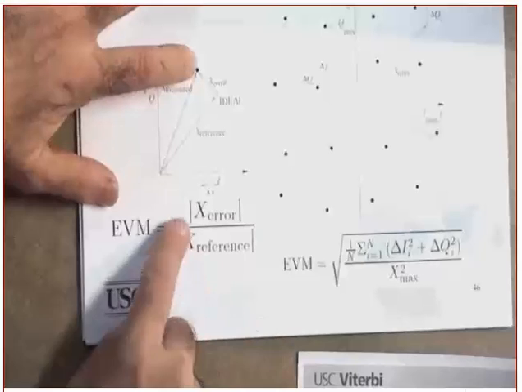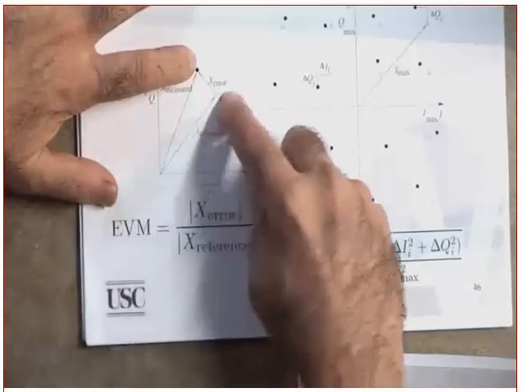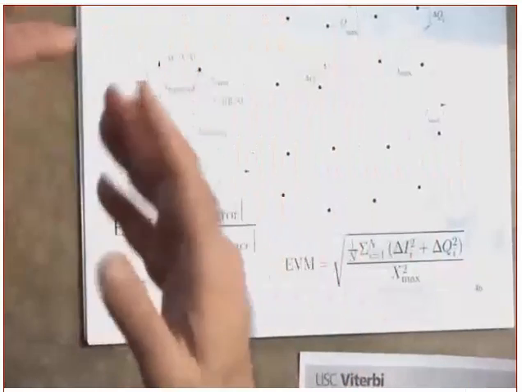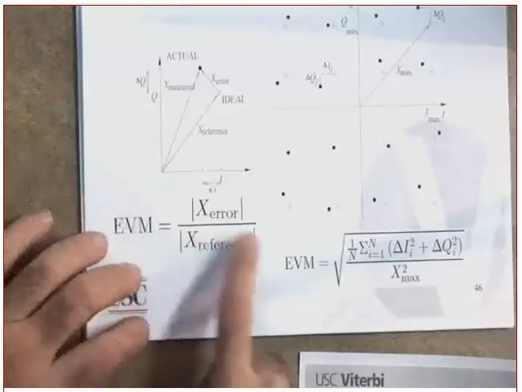Yes or no? Okay. Why am I taking the absolute value? Could it be on the other side? In other words, could it be lower than this one? It could be lower than this one. But it doesn't matter whether it's what? Above or below. It's still an error. Did you get this or not? So I take the absolute value.